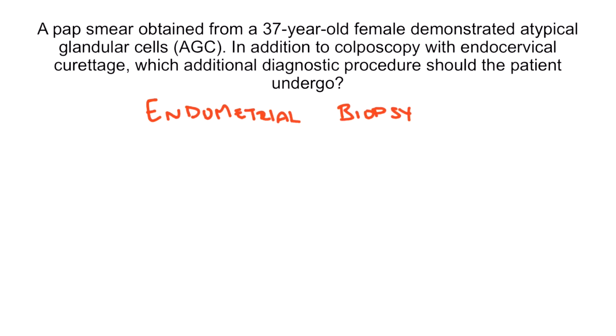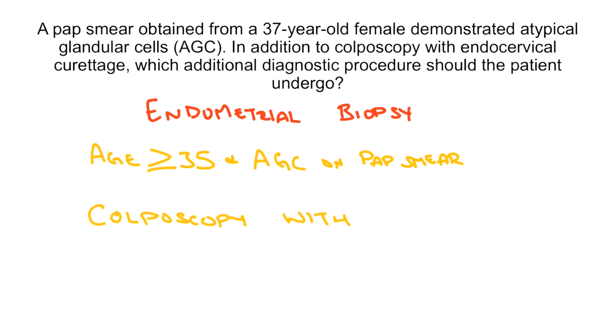Examiners expect students to know about several important indications for an endometrial biopsy, one of which is described in this question. Specifically, an endometrial biopsy is indicated for all women aged 35 or older if their pap smear shows atypical glandular cells. This is because atypical glandular cells can be a product of either cervical cancer or endometrial cancer, which is why it is important to assess the patient for both possibilities. A colposcopy with endocervical curettage will assess for cervical cancer, and an endometrial biopsy will assess for endometrial cancer.